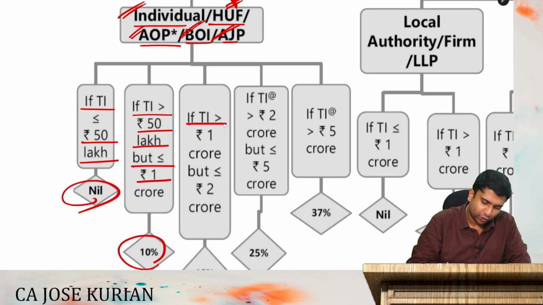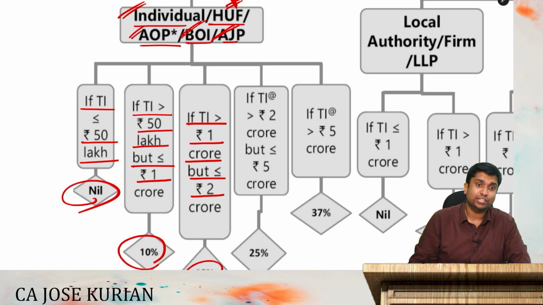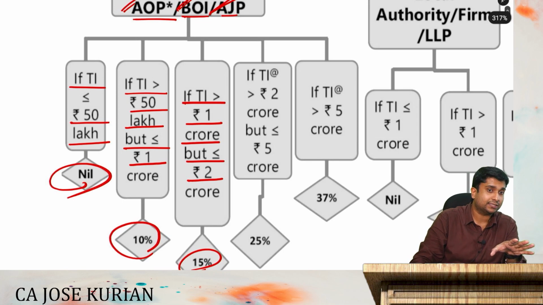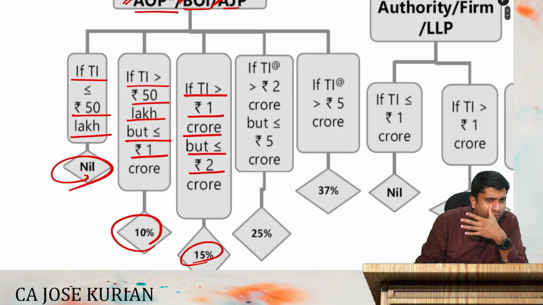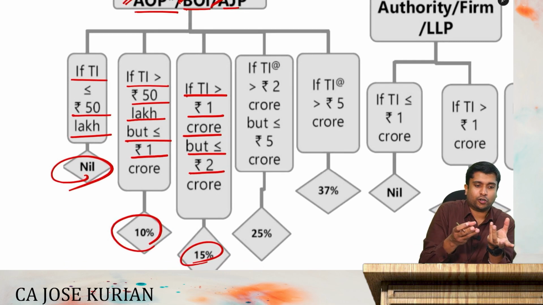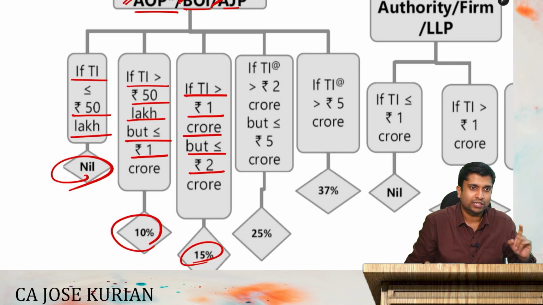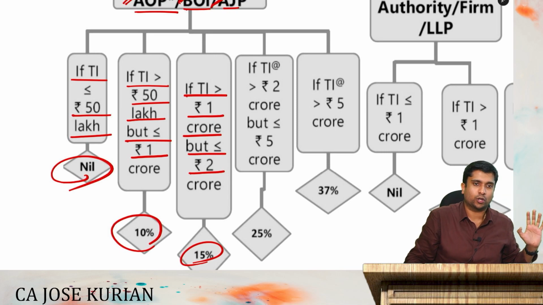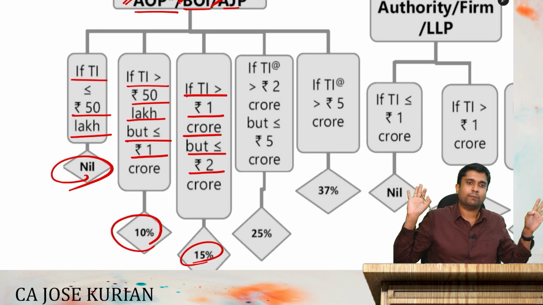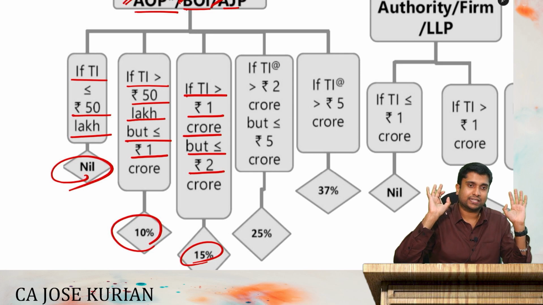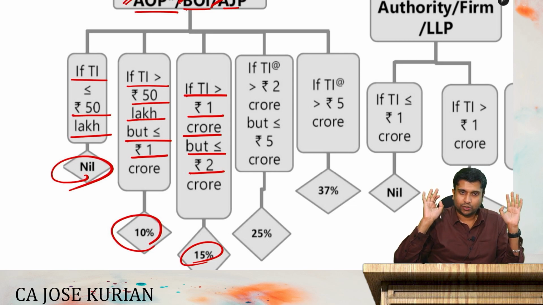Now, if your total income is more than 1 crore but does not exceed 2 crore, then surcharge is 15%. These are not slab rates. What do you mean by slab rates? You don't need to bifurcate your basic tax from 50 lakhs to 1 crore, then 1 crore to 2 crore and all. If your total income is over and above 1 crore, on your entire basic tax liability, apply 15% as the surcharge rate. Are you all here?